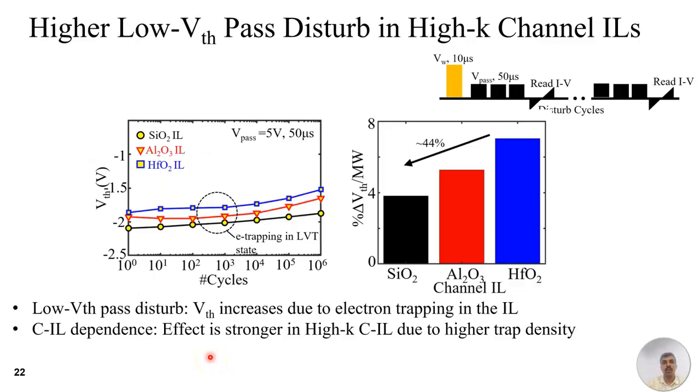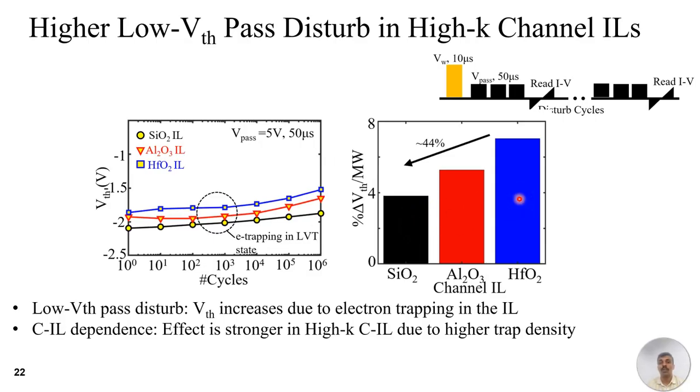So let us start with the low VTH pass disturb, or the programmed VTH pass disturb. When we program the device and apply pass disturb cycles, the device VTH tends to increase as the number of cycles increase. This increase in the device VTH is consistent for all the CIL materials, and it is primarily due to electron trapping in the channel interlayer material. However, this effect is much stronger in HfO2 CIL compared to SiO2 CIL.